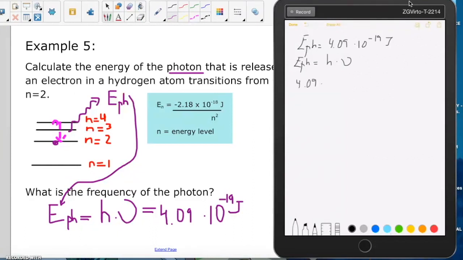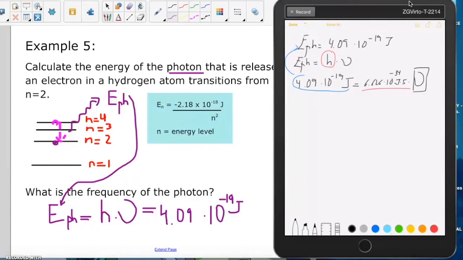4.09 times 10 to the minus 19 joules equals 6.626 times 10 to the minus 34 joule-seconds times the frequency, okay? And remember, this number over here is Planck's constant, and it is a constant number. And this number over here is the energy of the photon that we just calculated in the previous part of the problem. So we need to solve for nu.